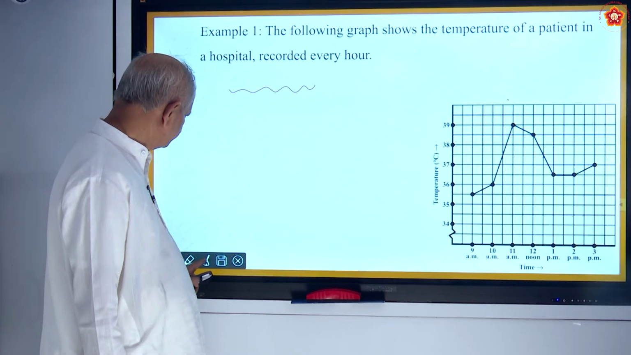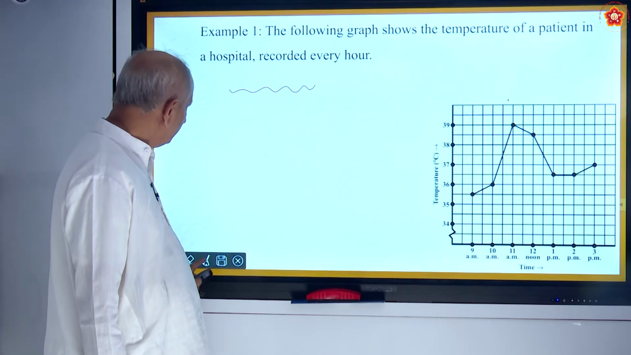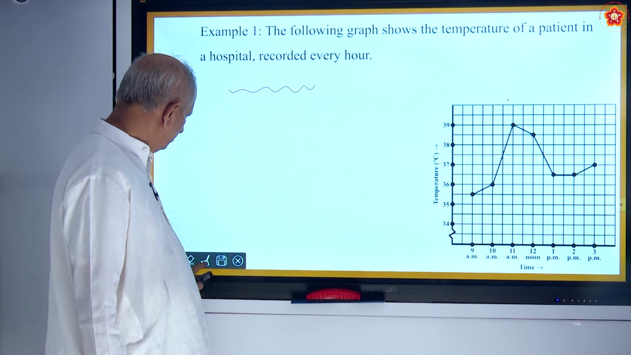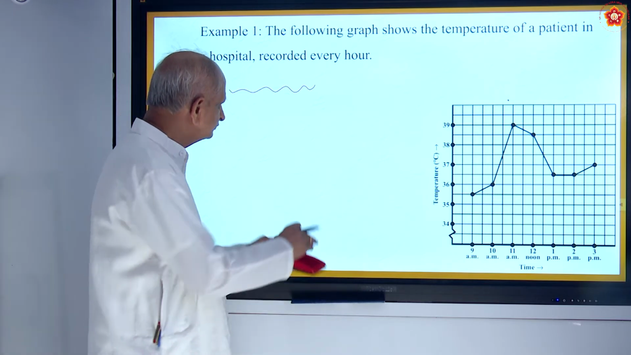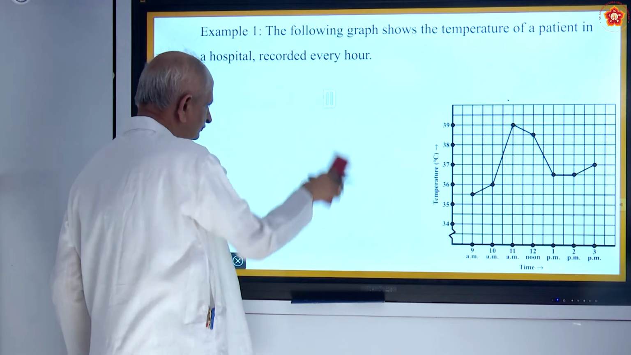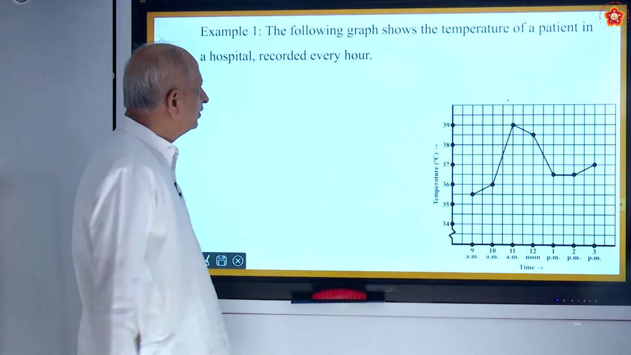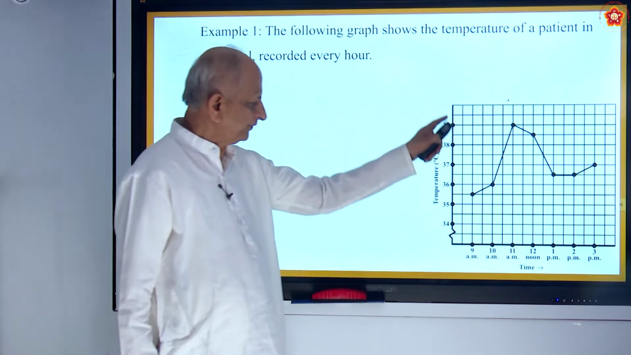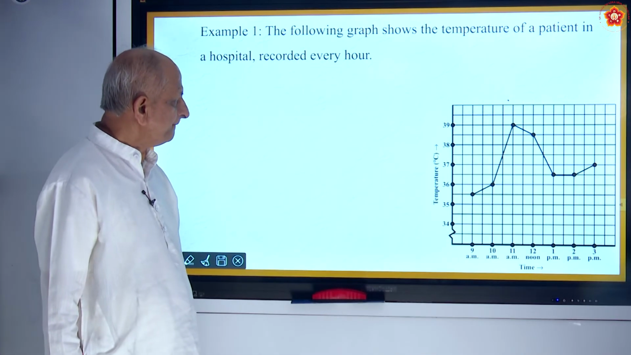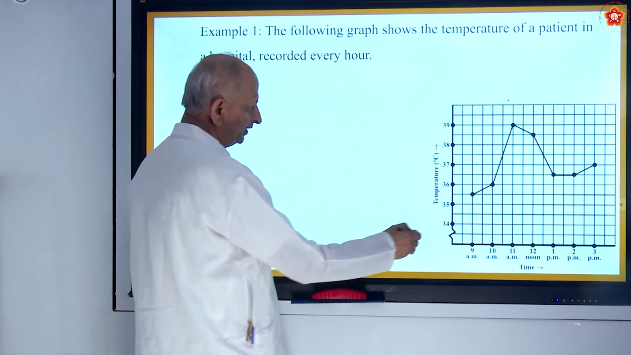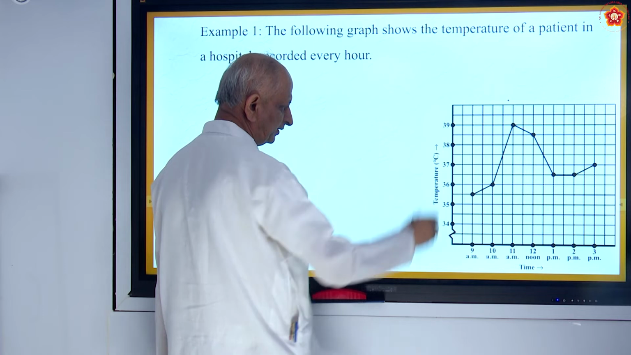See the following graph. Here is a graph, you can see. What does it show? It shows the temperature of a patient. So this is the temperature of a patient.